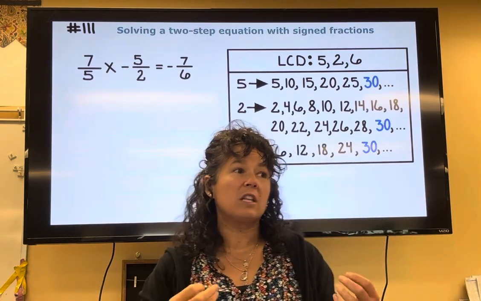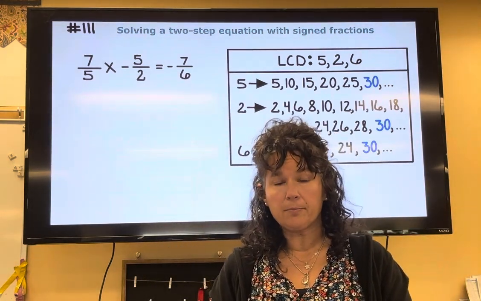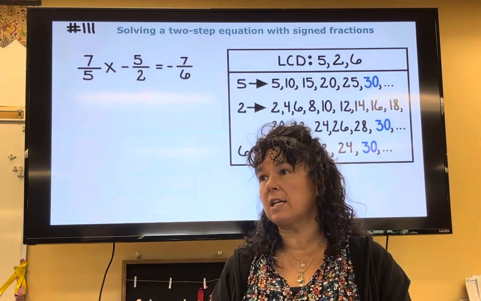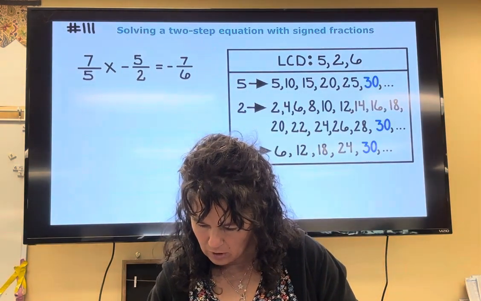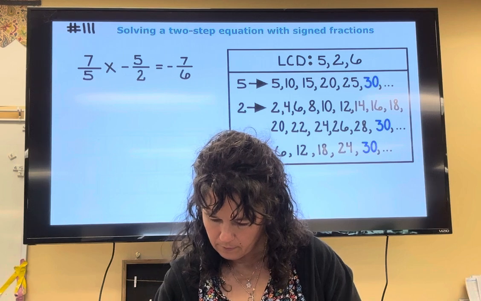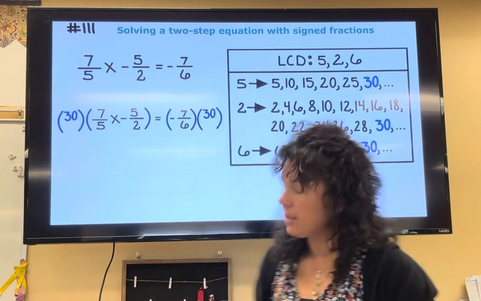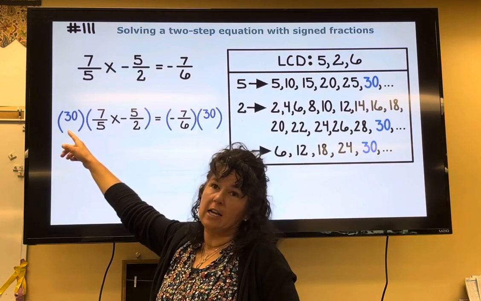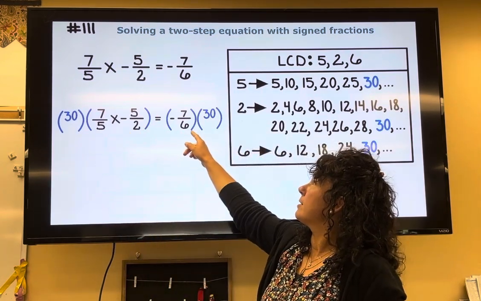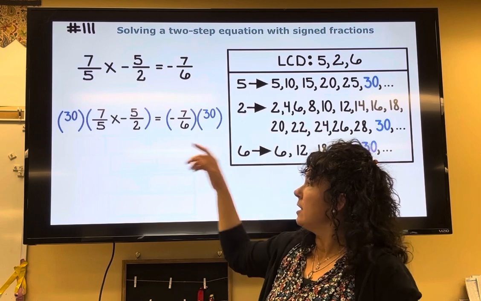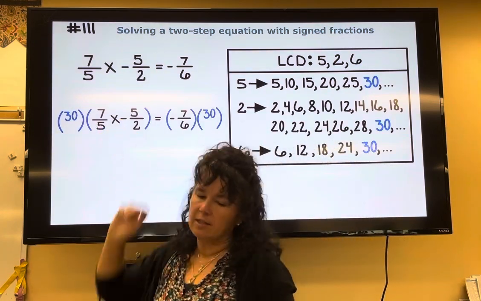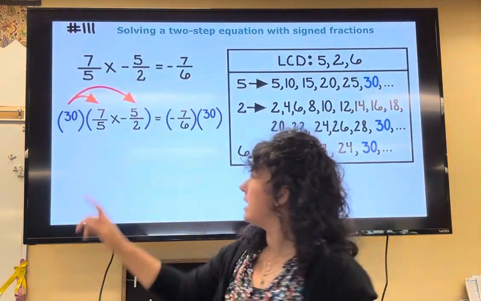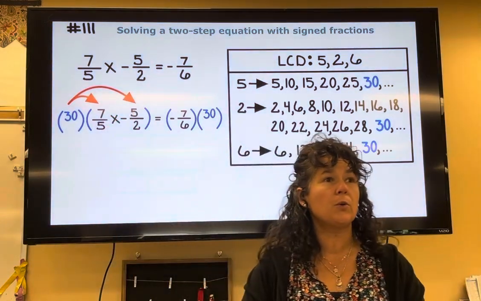So now that I have the least common denominator, I'm gonna multiply both sides of the equation by 30. So I put a big set of parentheses around the left side and a 30, and a big set of parentheses here, and then my 30. Now on the left-hand side, because of this subtraction, I'm going to need to distribute that 30 through.